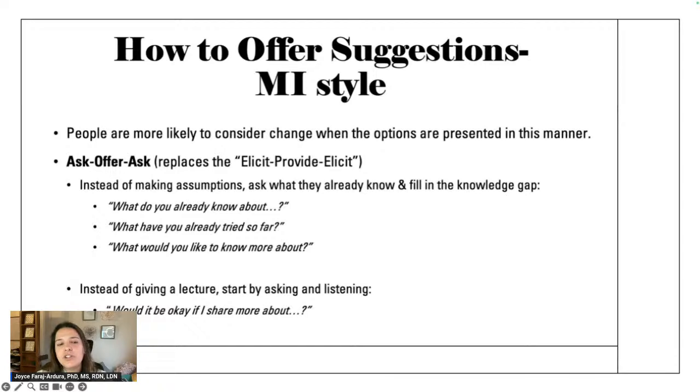Would it be okay if I share more about how different foods can affect your blood sugar? Because once you already know what they know, you can fill in those gaps, and try to keep it simple.